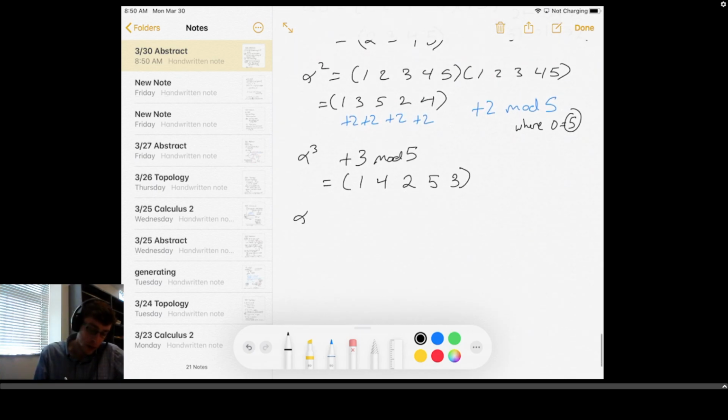This should be addition by 4 mod 5. This is 1, goes to 5, which goes to 9, which is 4, which goes to 8, which is 3, which goes to 7, which is 2.